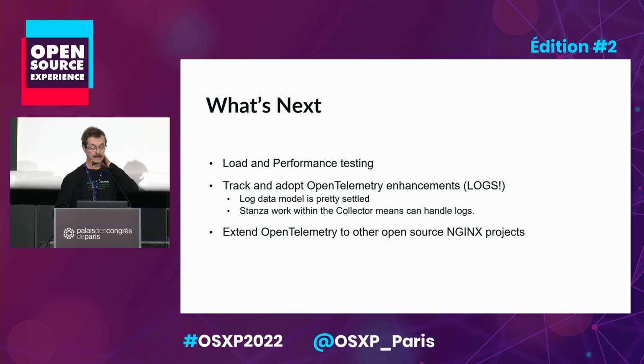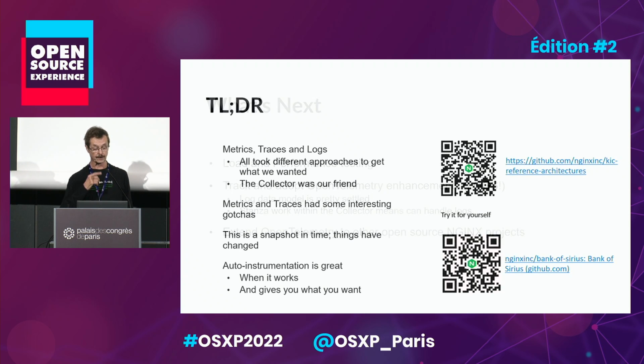What's next? We're doing load and performance testing right now. We've seen very little impact from adding telemetry to this. We are adding the log changes as they occur. We're really hoping that the data format goes stable in the next few months for this. And then we're adding OpenTelemetry to other NGINX open source projects, of which right now there are 111 for that. So metrics, traces, and logs.